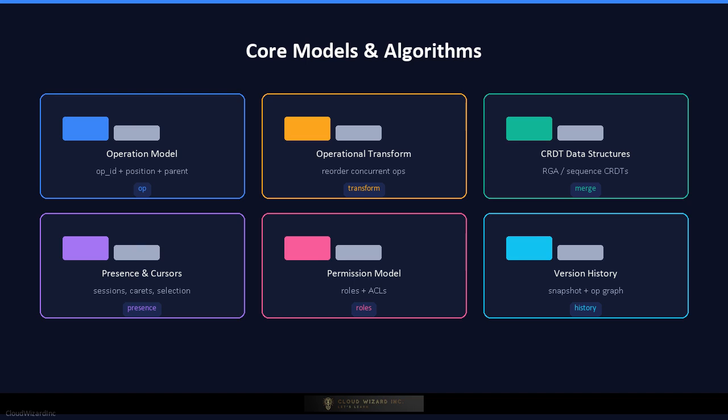Permission models define roles such as owner, editor, commenter, and viewer, often evaluated at the document and workspace levels. Version history is modeled as a graph of snapshots and operations, enabling undo, redo, branching suggestions, and restore. The key trade-off is consistency versus latency. Stronger consistency guarantees usually mean more coordination and higher latency.